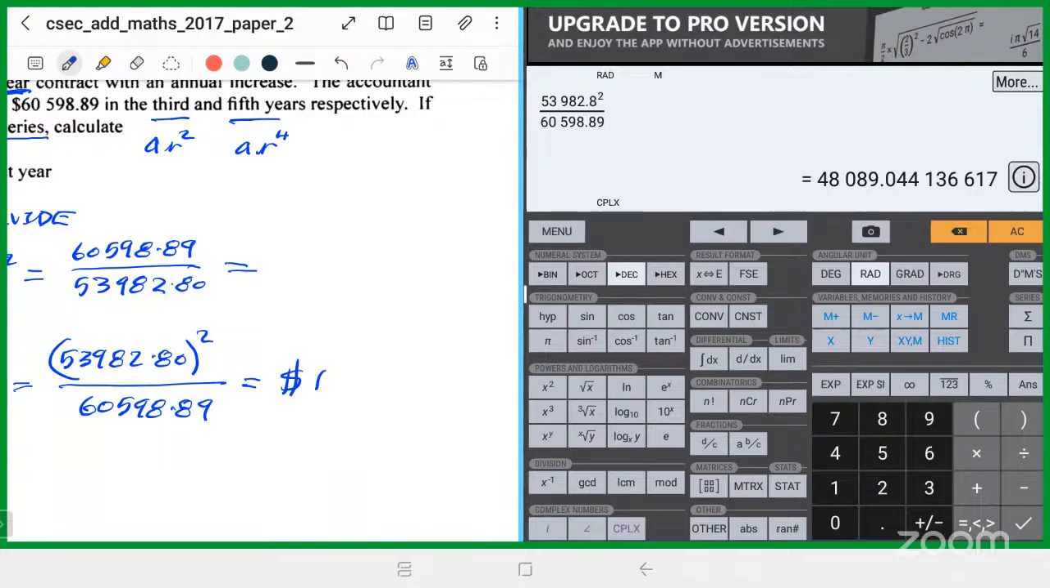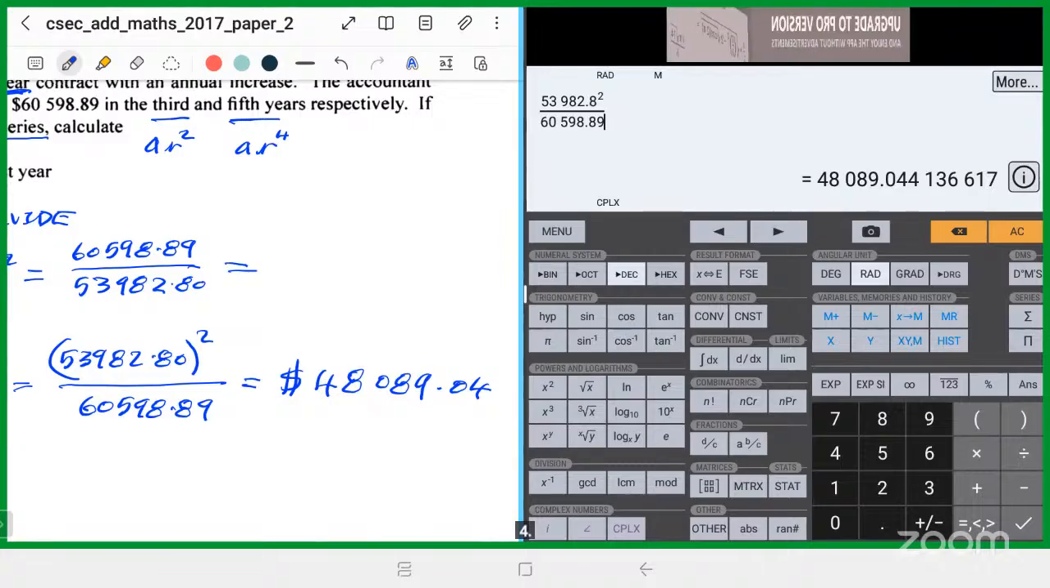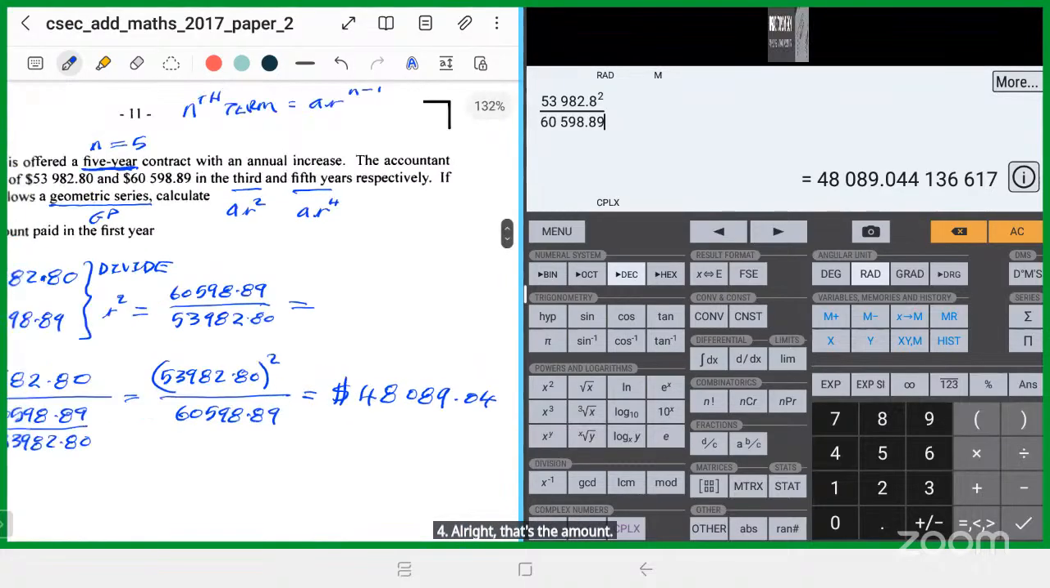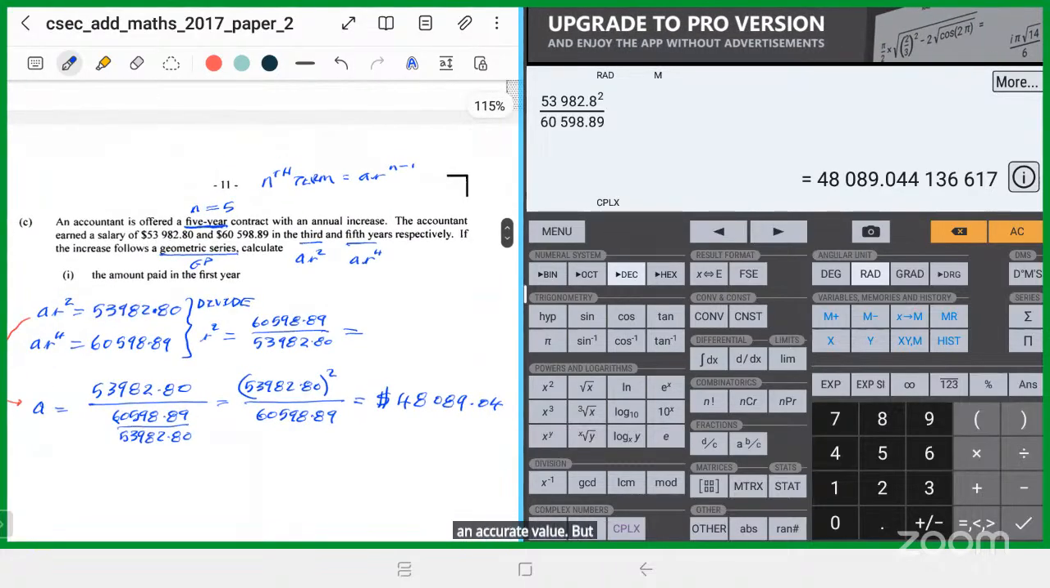It's the amount, 48,089.04. Alright, that's the amount. It's an accurate value for the amount in the first year, the A. It's the most accurate value for the A.